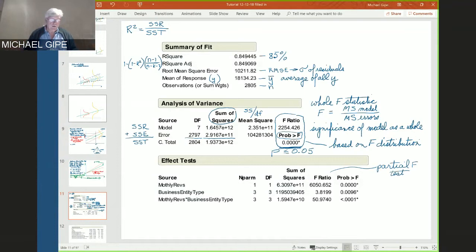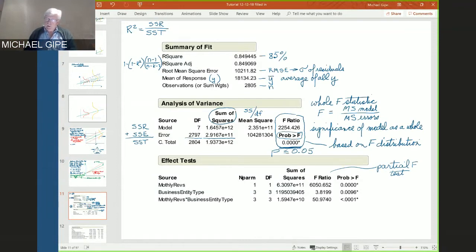And I won't go into the calculation of that. You can again look that up. You won't need it for the final. JMP does it for you. But if you look at the rows here, we have 3 different rows. The first one is called monthly revenues. I think in this model it's monthly revenues for the various businesses that are being examined here.